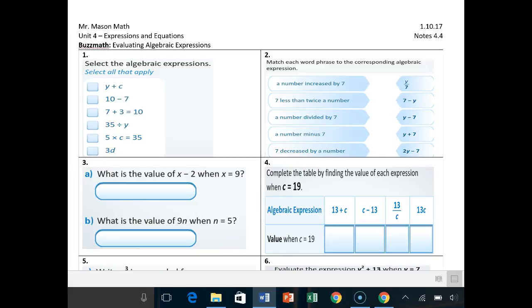We'll be doing the first of two Buzz Math levels today. This first level is super quick. It's kind of a review of what we've already done. So, evaluating algebraic expressions. Remember, do a problem on here, pause the video, and then do a problem on Buzz Math.